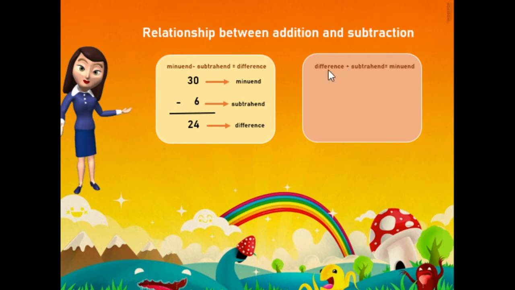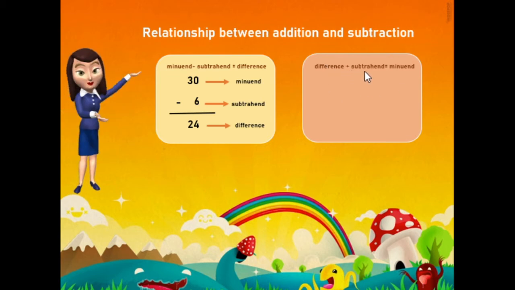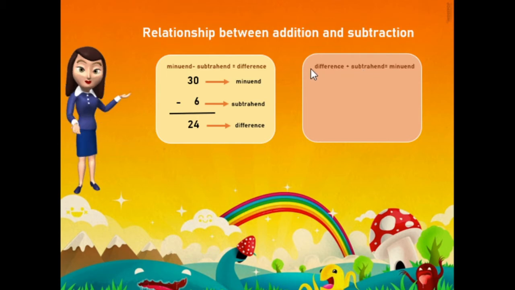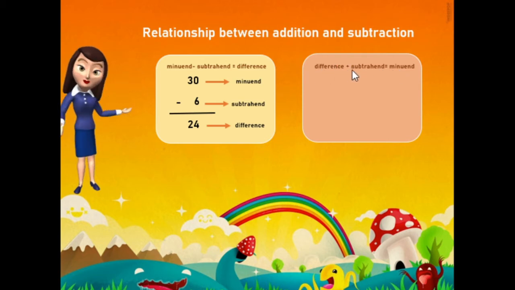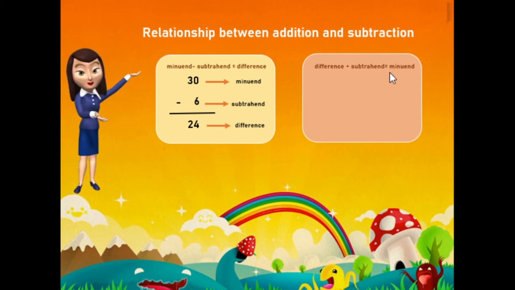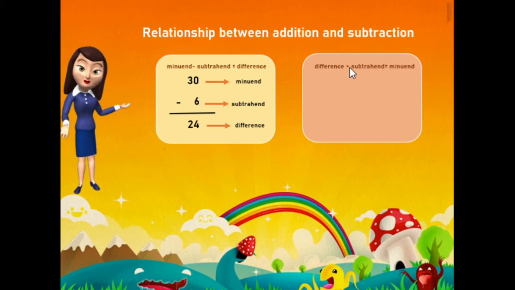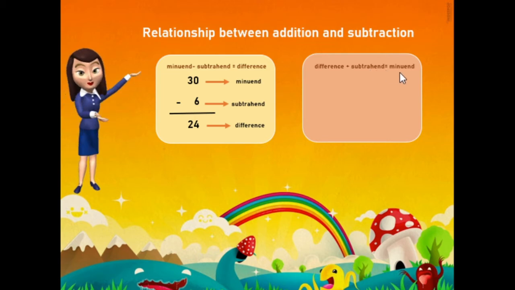Difference plus subtrahend equals minuend. Difference plus subtrahend equals minuend.